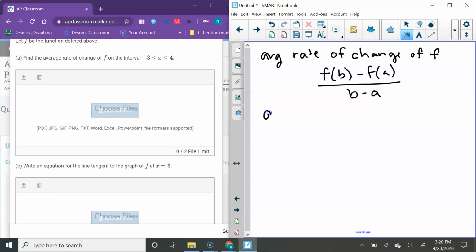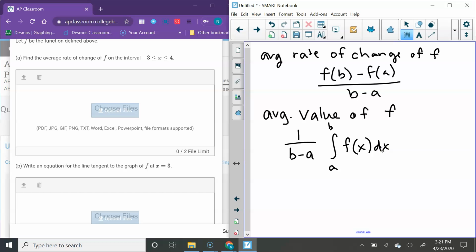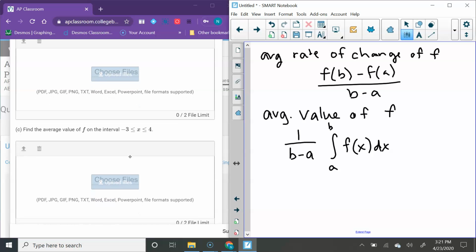But if you're finding average value of f, then that is where we do 1 over b minus a times the integral from a to b of f of x dx. So that is what we have to do here on part C. That's our average value. So we're going from -3 to 4, so we'll do 1 over 4 minus -3. That's just the length of our interval, how far it is from -3 to 4.